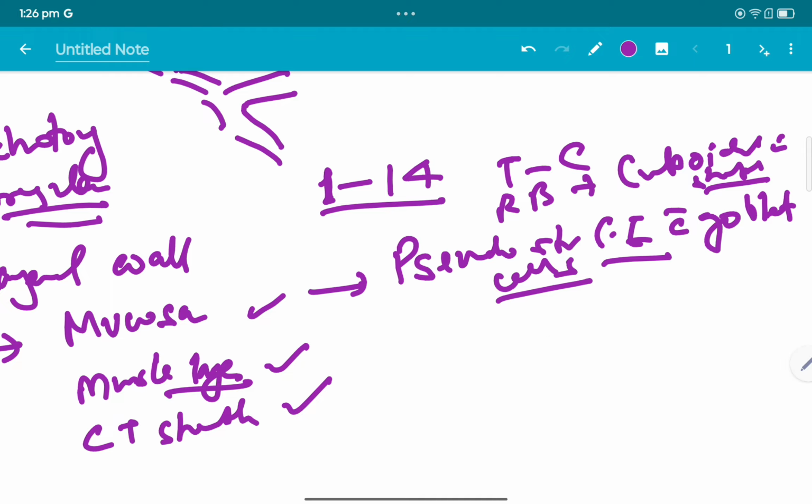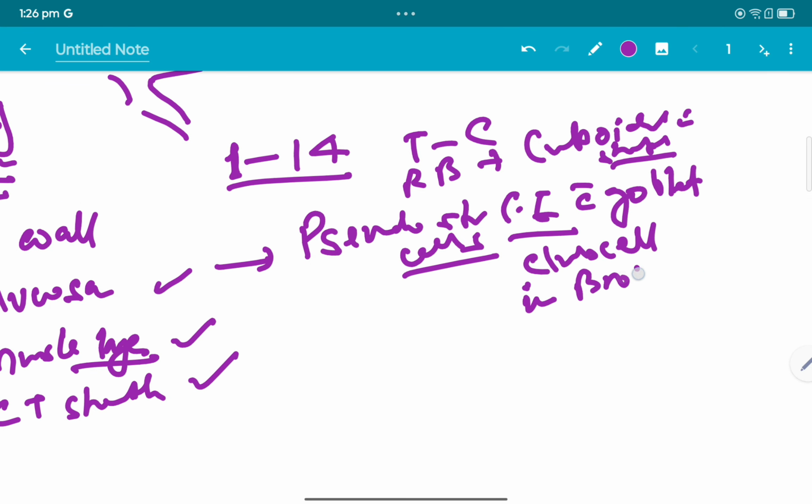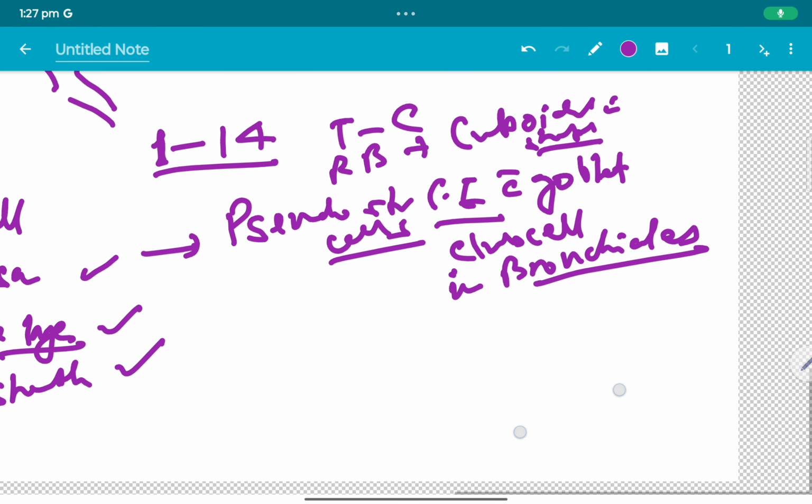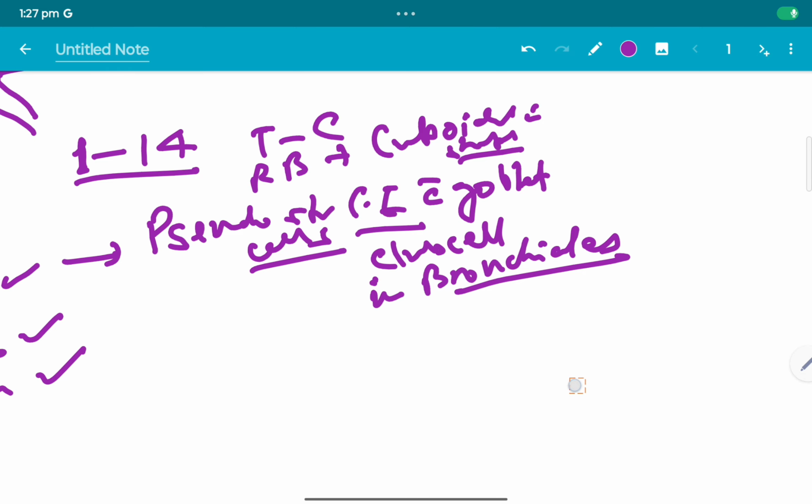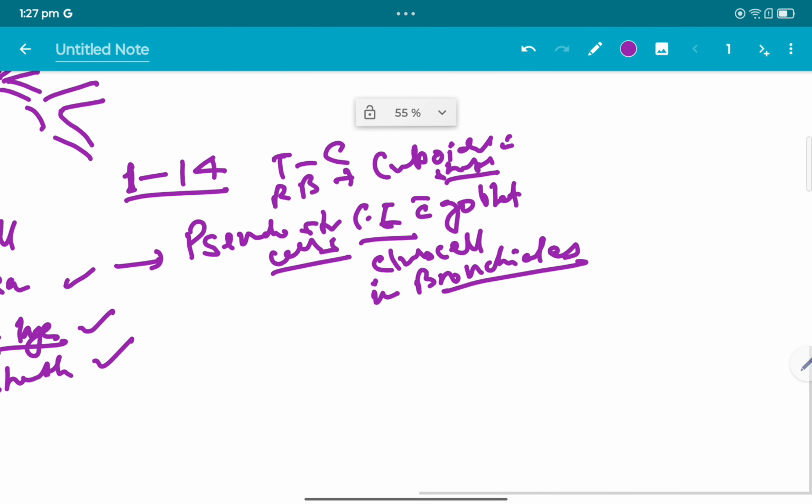And in bronchioles, the goblet cells are replaced by club cells. Club cells are present in bronchioles. These are the features of the mucosal layer of the conducting zone. What is the function of these goblet cells? They secrete mucus. The mucus layer is secreted onto the epithelial cells by the goblet cells.